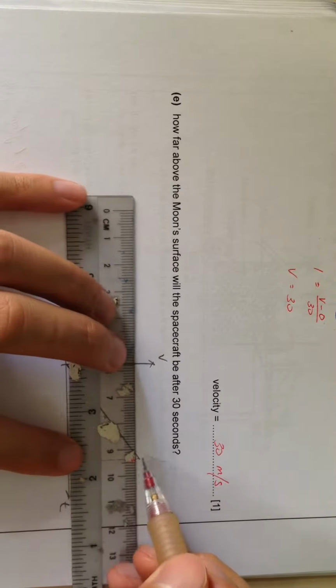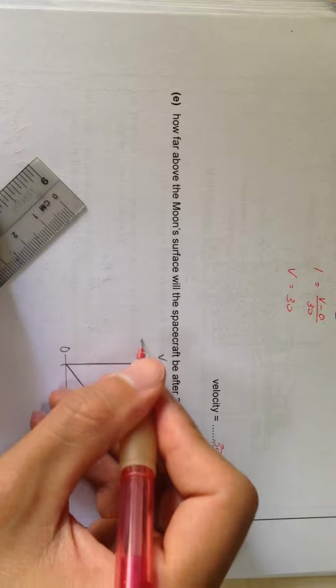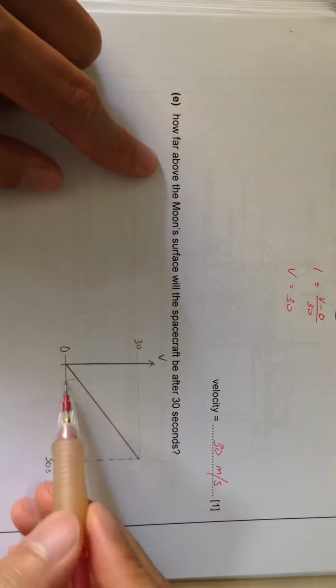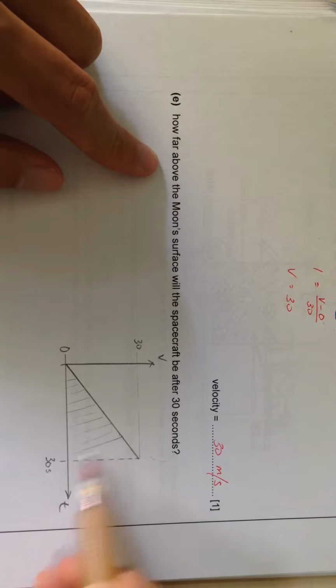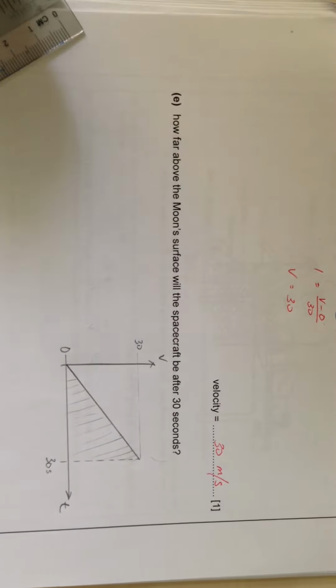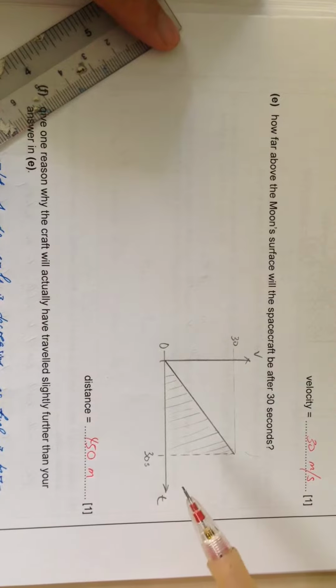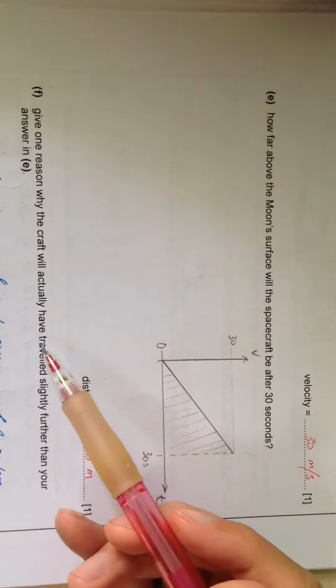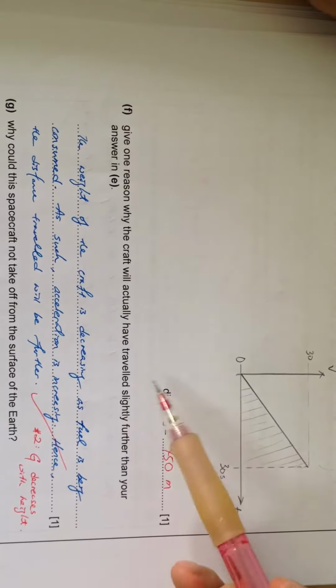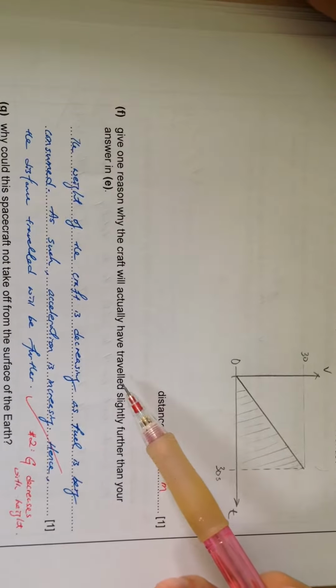So you already know that at 30 seconds, your speed is going to be 30. So how far will it be from the moon? It will be just the area underneath the speed-time graph, or the velocity-time graph. So half times 30 times 30, and you'll get the answer. Now you have to comment on what will be the actual traveling distance.